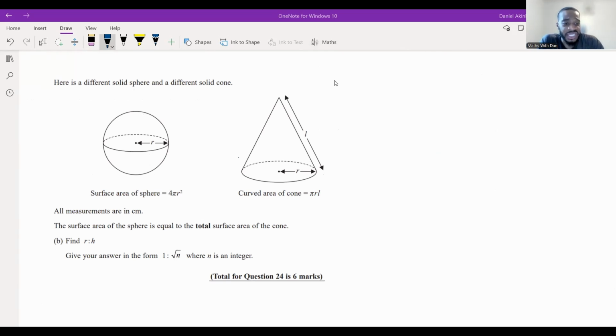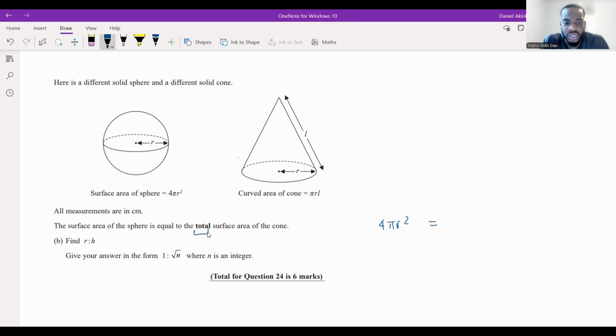The surface area of the sphere is equal to the total surface area of the cone. Find R to H. So it's the same question essentially. We need to use algebra to figure out R divided by H. Surface area of a sphere is 4 pi R squared. This must be equal to the total surface area of the cone.